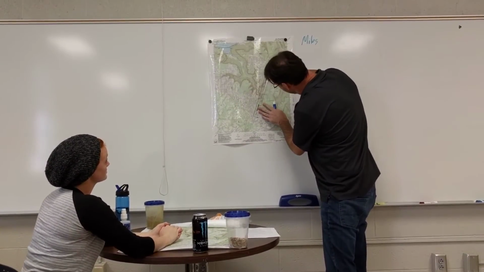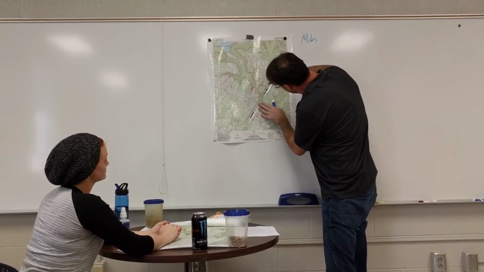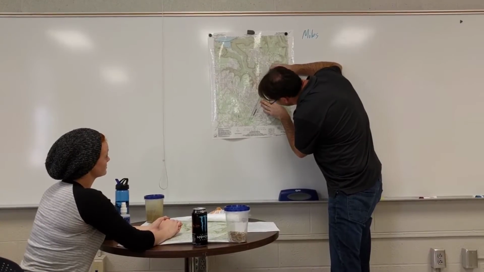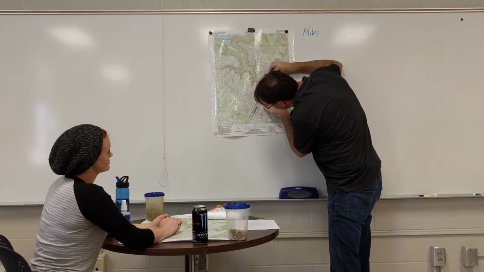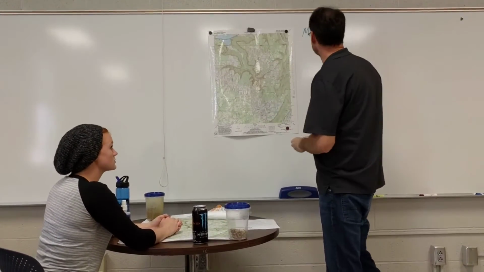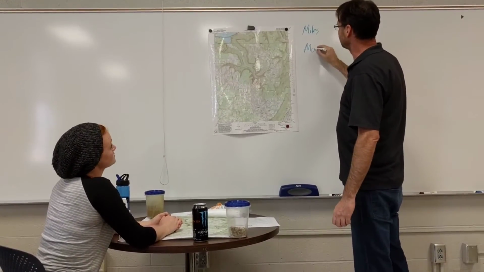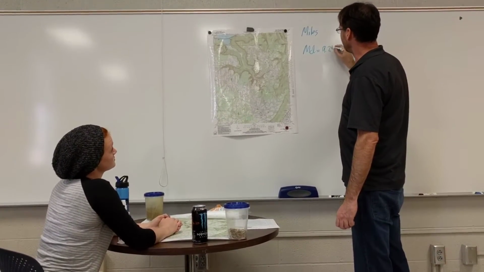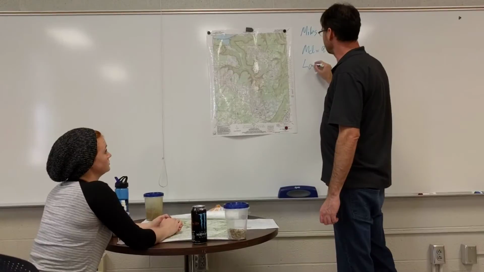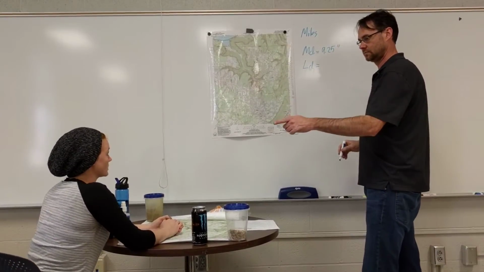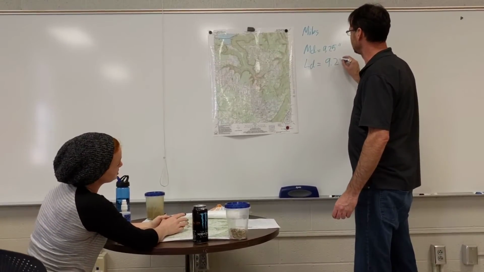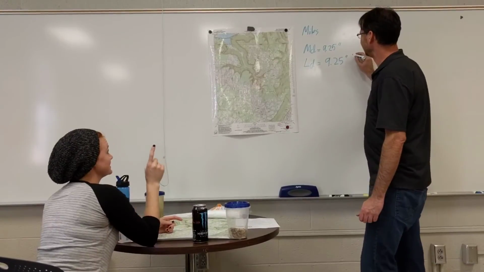So in inches, this comes to, we're going to say 9.25. So our map distance equals 9.25 inches. Our land distance then equals what? 9.25 miles? No. Just kidding. Feet? No.